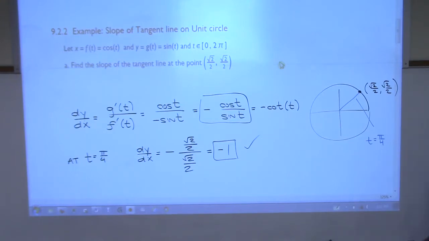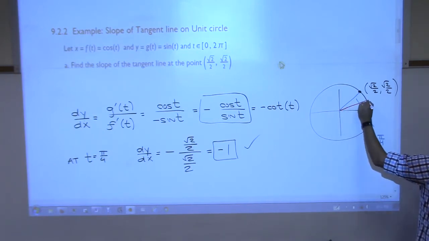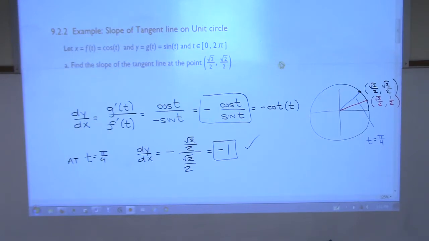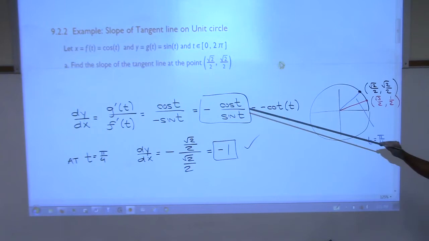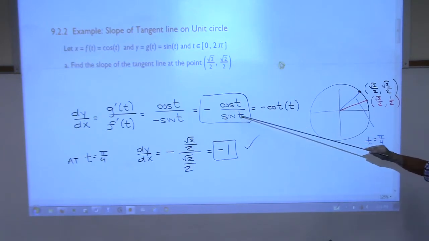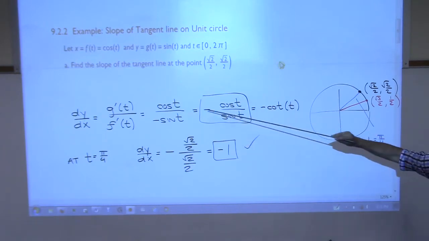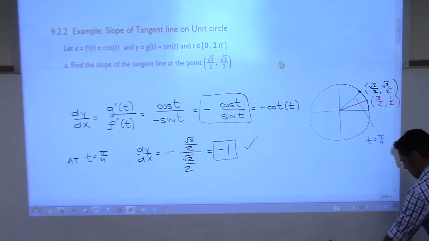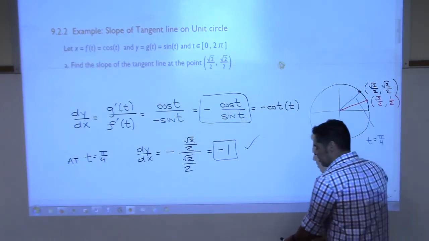The question doesn't ask this, okay? But what if I wanted to know the slope of the tangent line at the point root 3 over 2, 1/2 instead? What would change? It'd be pi over 6 instead, right? So you would put cosine of pi over 6 over sine of pi over 6, figure out what that is, make it negative, and that would be your answer. All right, let's answer the second question.